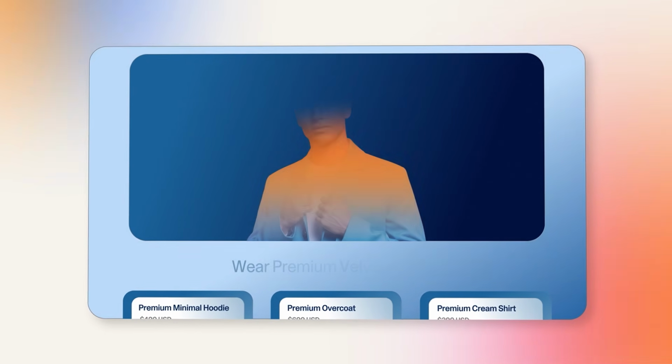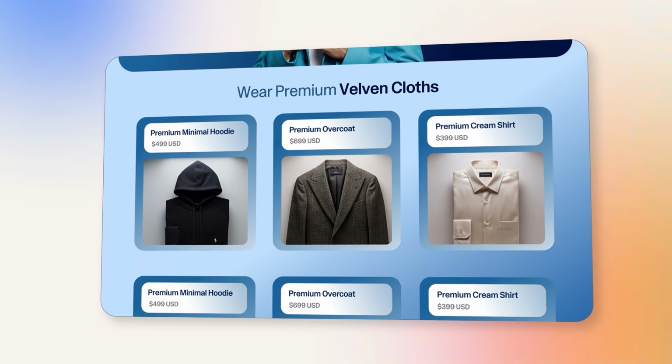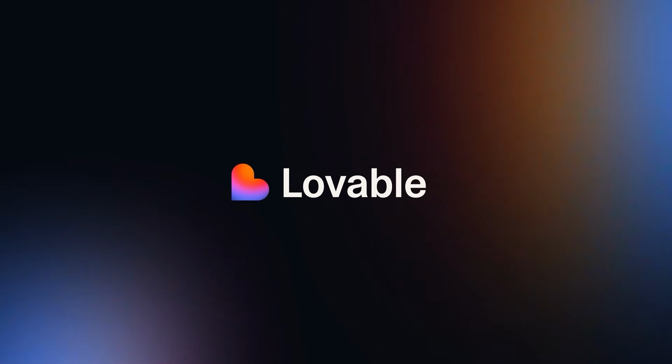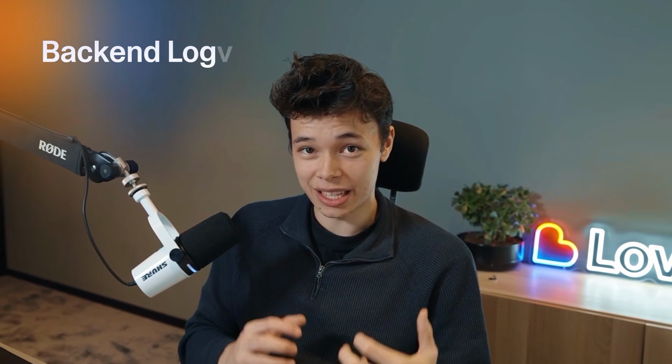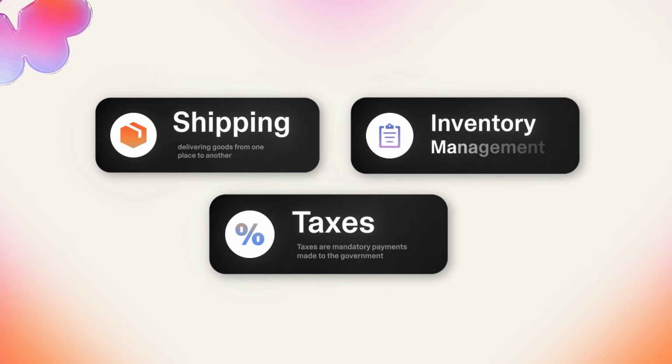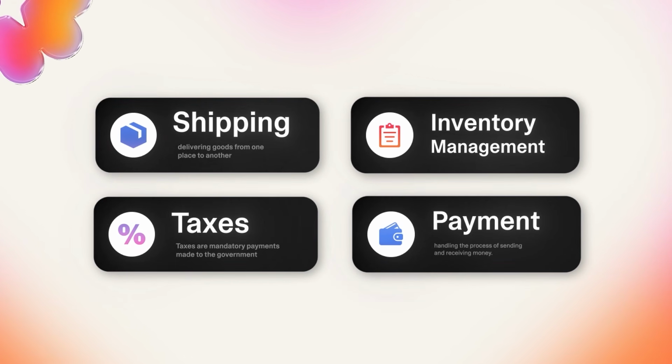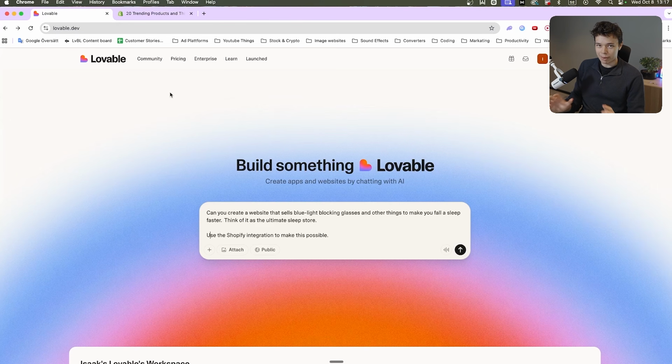In this video, I'm going to be showing how you can build a beautiful e-commerce store where you can sell products online using Lovable and using our newly launched Shopify integration that automatically handles the backend logic for the e-commerce store, such as shipping, taxes, inventory management, payments, and more. So let's get started. So I'm just going to demonstrate this live.